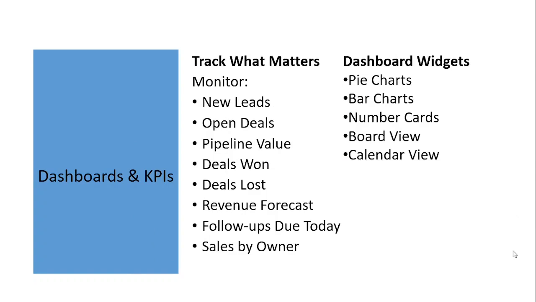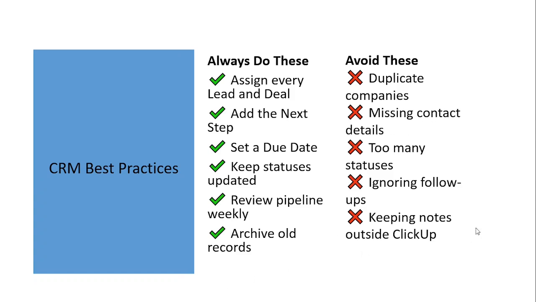So keeping your dashboard simple and focusing on the KPIs that help your team take action is the priority. Even the best CRM will fail if people don't keep it updated. Encourage your team to update deal statuses regularly. Add meeting notes directly in ClickUp. Schedule next action before closing each meeting. Archive old inactive records to keep the CRM clean. A simple, disciplined process is more effective than a complicated one.